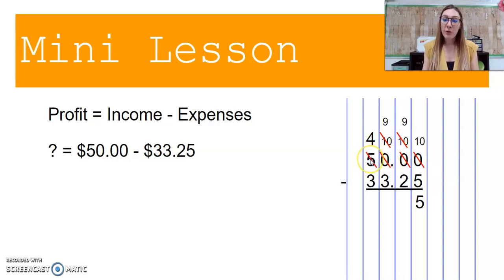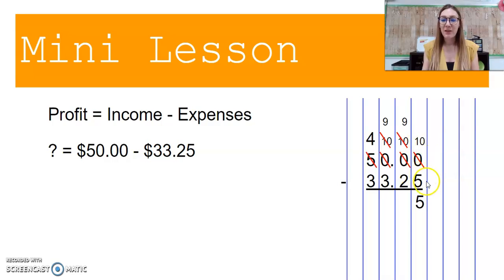So I'm going to go all the way to the tens place and borrow a 10, leaving me with 4 tens in the tens place. I'm going to give that 10 to the ones place. Now that the ones place has 10, I can borrow one of those 10s, leaving it with 9, and give 10 to the tenths place. Now I can borrow from the tenths place, leaving me with 9, and giving 10 to the hundredths place. Now I can finally start my subtraction problem.